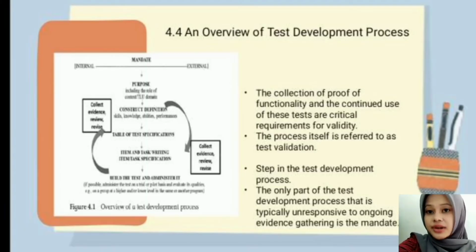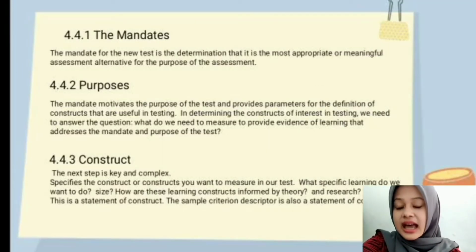The collection of proof of functionality and continued use of these tests are critical requirements for validity. The process itself is referred to as test validation, a step in the test development process. The only part of the test development process that is typically unresponsive to ongoing evidence gathering is the mandate. The first one is the mandate. As figure 4.1 illustrates, the mandate to test or not to test is the starting point for the development process.